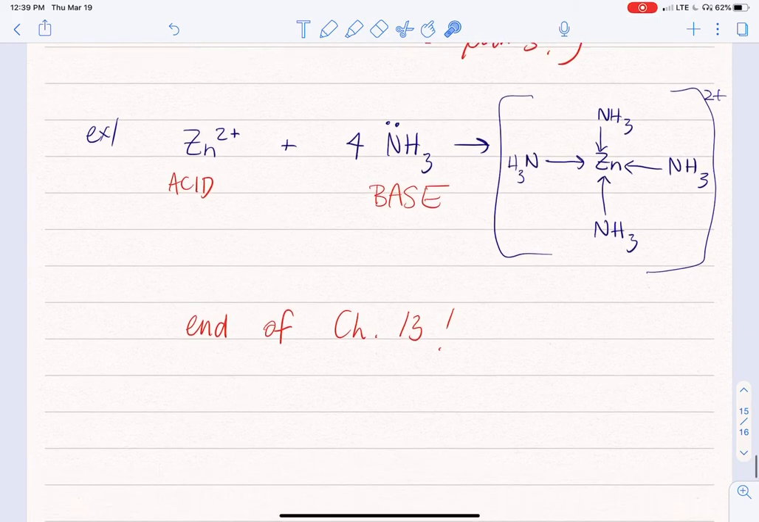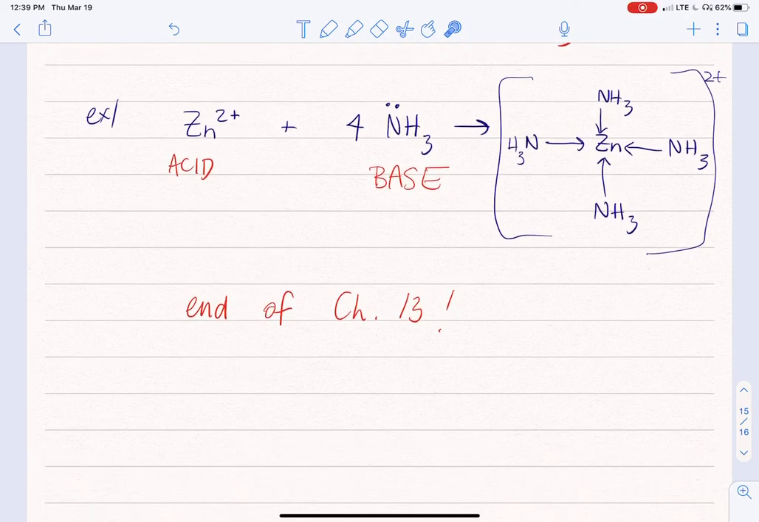Commonly, we will see transition metals as Lewis acids. For example, zinc 2+ is a transition metal. Transition metals make wonderful Lewis acids because they have lots of empty d orbitals that are hungry for electron density. So this makes the metals really good electron pair acceptors or Lewis acids. Zinc can react with 4 NH3 molecules to make a coordinate covalent complex. So this is a tetrahedral complex where zinc is being coordinated by those 4 ammonia molecules.